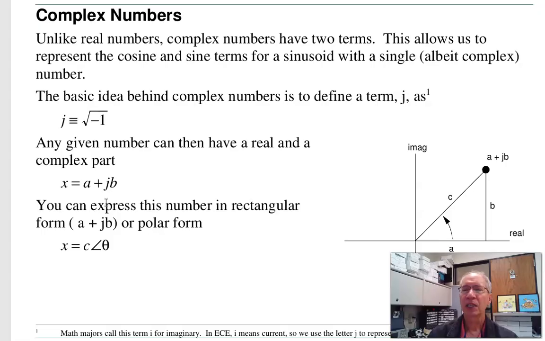If you have a number, I can represent it with two parts: a real part and a complex part. The way that's drawn graphically is I have an xy plane. The x-axis is the real part. The y-axis is the complex part, the imaginary part. So I have a point A plus JB, that's A real, B complex. Now we can also represent complex numbers in polar form. That's the amplitude and the angle. Both forms are equivalent. I can convert from rectangular to polar, polar to rectangular.